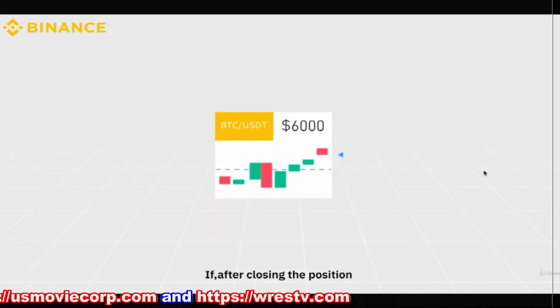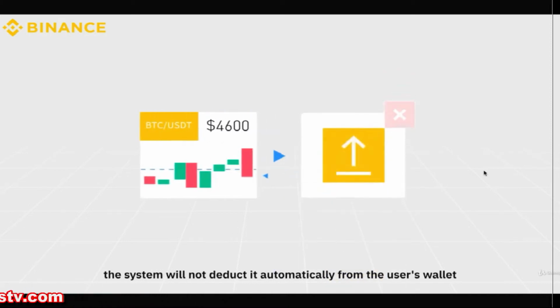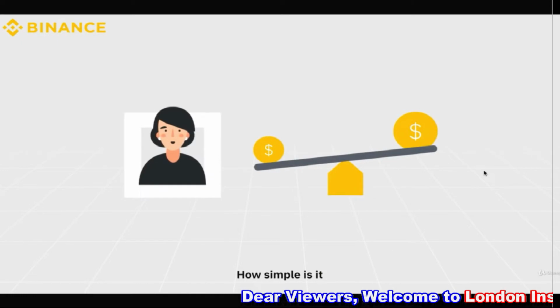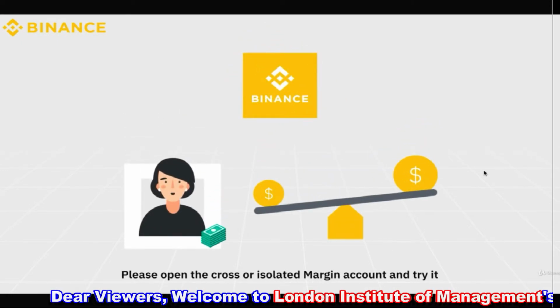If, after closing the position, the profit generated is not enough to repay the borrowed amount, the system will not deduct it automatically from the user's wallet. The user will have to refund manually the owed amount. How simple is it? Please open the cross or isolated margin account and try it.